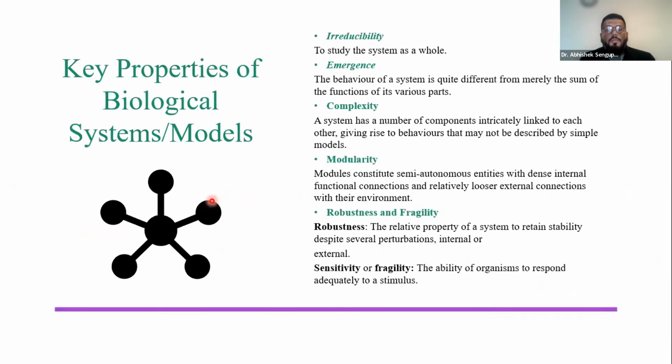Next are the key properties of biological systems or models. Every biological system or model has certain properties. These properties are all quantifiable. They are not just English words that you are seeing here: irreducibility, emergence, complexity, modularity. They all are quantifiable aspects of any biological system.